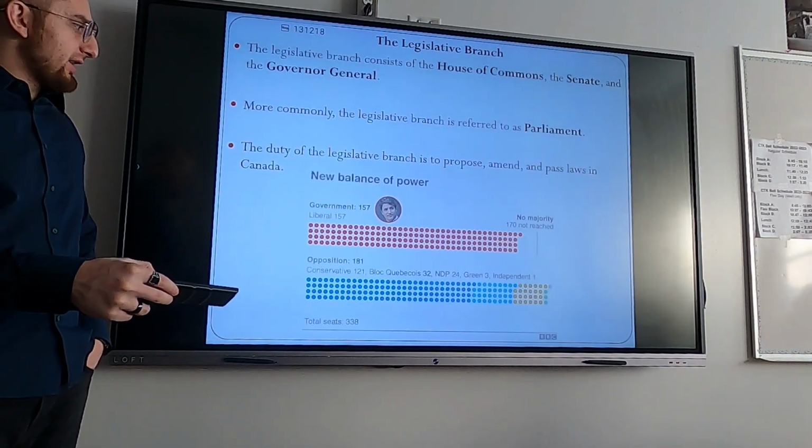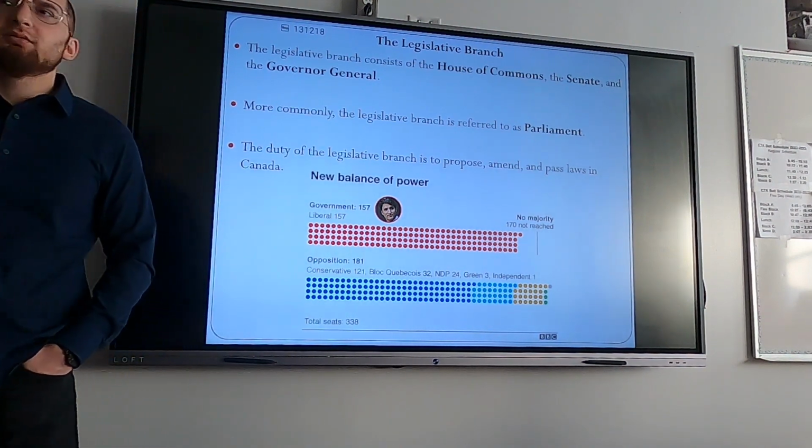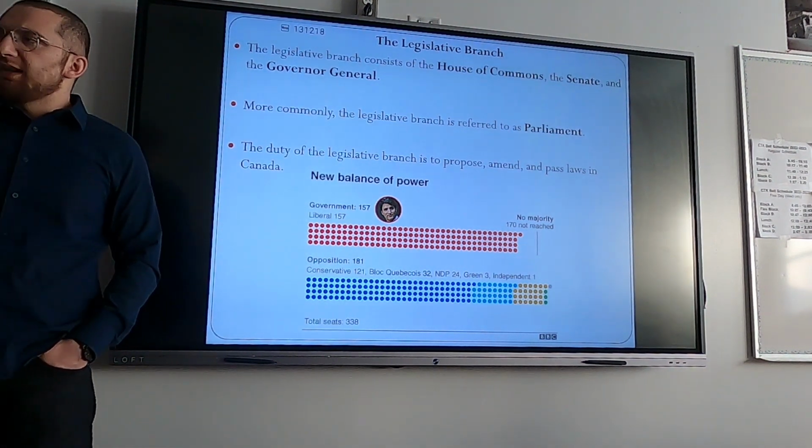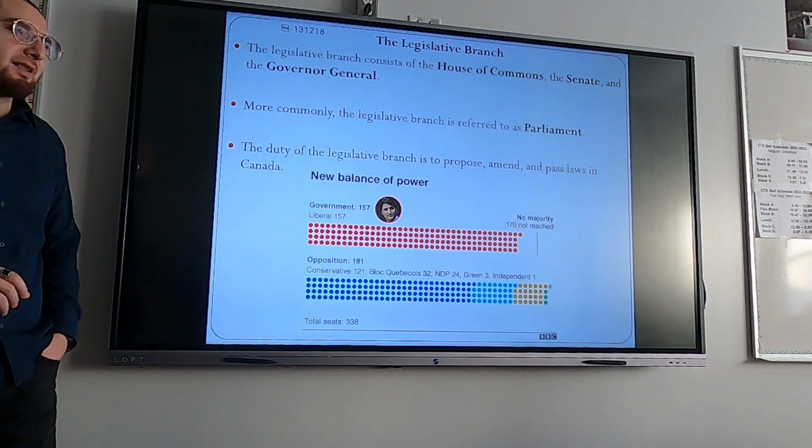Next up, we have the legislative branch. So again, legislative, think of legislation, right? Legislation is law, it's legal stuff. So maybe the government passes new legislation.